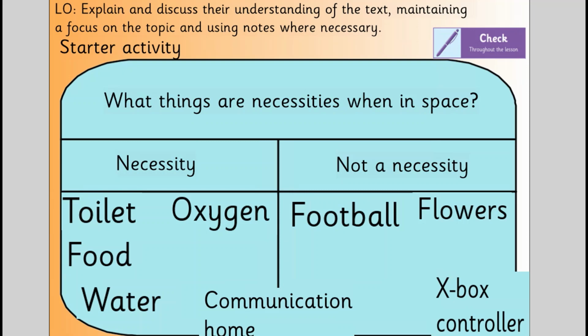And obviously communication home is a really important thing that we all need, especially at the moment as well. So that can really help with our well-being. And I think that might be a really important thing for those astronauts in space to have that form of communication home. That's why I've put that in the middle.